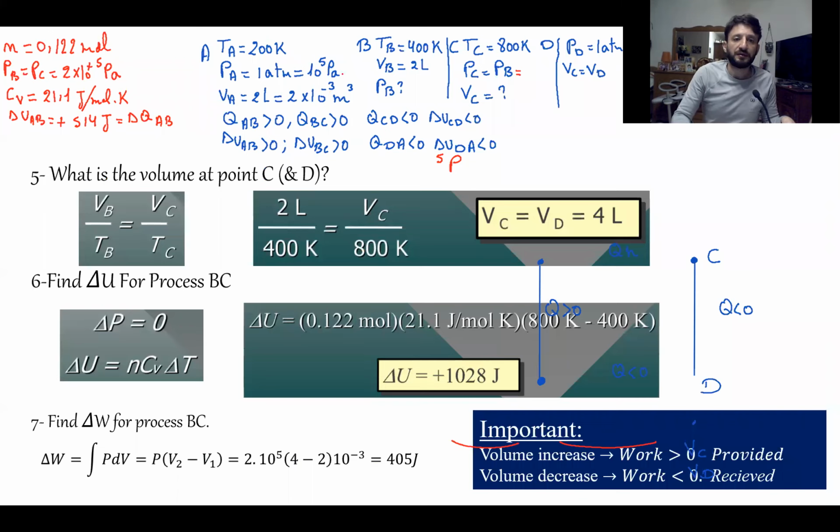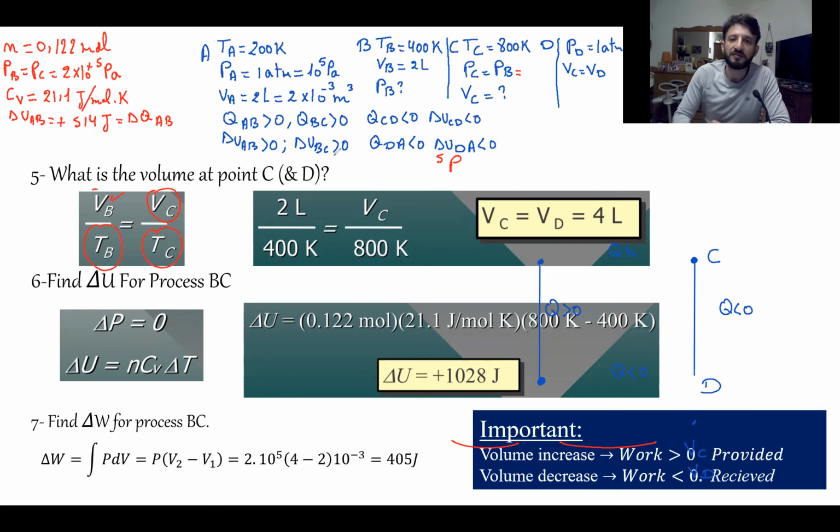So here I take CB. You know PV equals nRT, so for C as well. We have the same P between B and C, so you can eliminate P and P. We get finally VB divided by TB equals VC divided by TC.